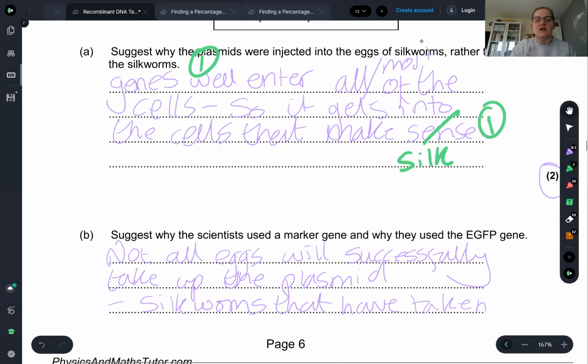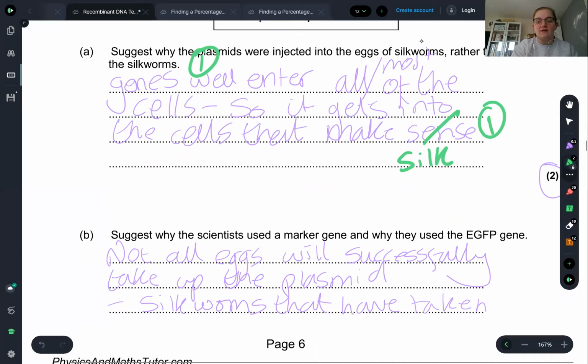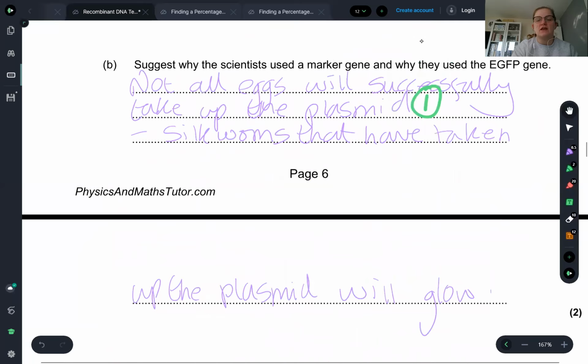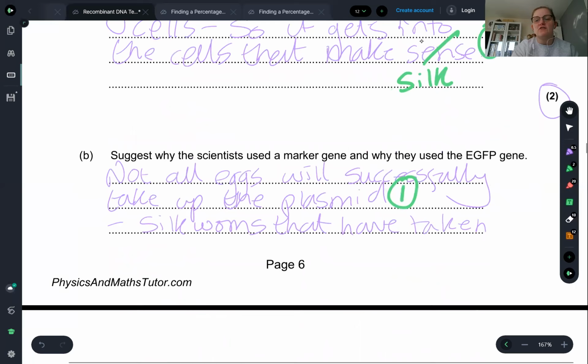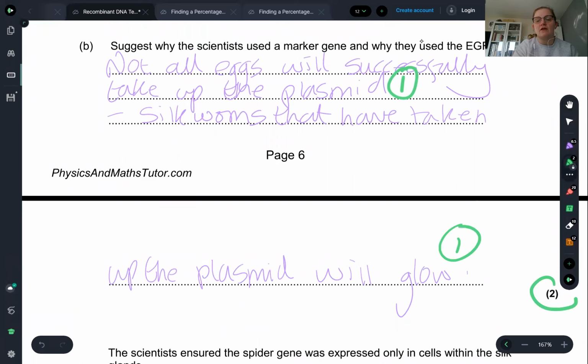And then it asks us to suggest why the scientists used a marker gene and why they use the EGFP gene. Well, as we know, when we're doing this plasmid work with recombinant DNA, not all of those eggs will successfully take up the plasmid. That's your first mark. So we use a marker gene to identify the silkworms that have taken up the plasmid. And they use the EGFP gene because that's a phosphorescence and they will glow. So the silkworms that have taken up the plasmid will glow, and that'll get you 2 marks.